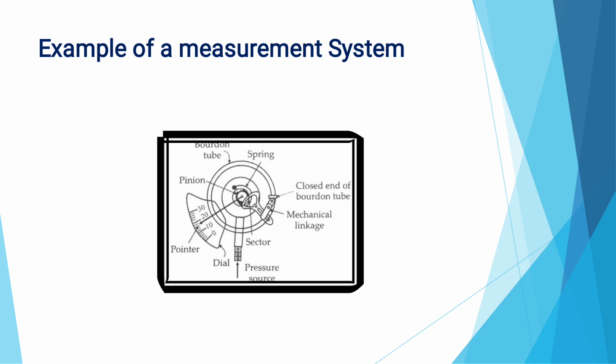So here we can see an example of a Bourdon tube pressure gauge. The Bourdon tube pressure gauge is an example of a measurement system. In this system, the Bourdon tube acts as the primary sensing element. This senses the pressure and converts it to displacement. The mechanical linkage transmits the displacement. The gearing arrangement amplifies the movement. Finally, the pointer displays the pressure value. Likewise, different functional elements work together to perform accurate measurement.